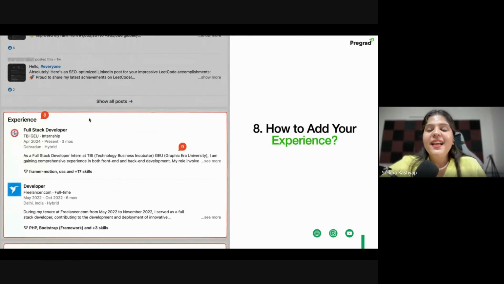Let's move ahead. So now we know we need to be there. Now we know we need to have a good about section. We know how to create it. We know how to make our profile picture look fancy. Now comes the hard part. The hard part is how to show my experience.